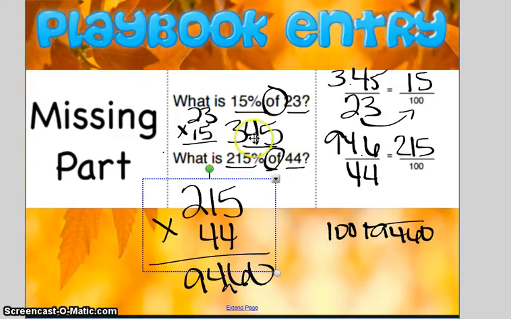So now that you have an example here, what you're going to do is you're going to pause the video and go to the next slide. Watch the Math Antics video that goes over more options of finding the missing part. Then when you've finished watching that Math Antics video, you're going to go ahead and do your independent practice.